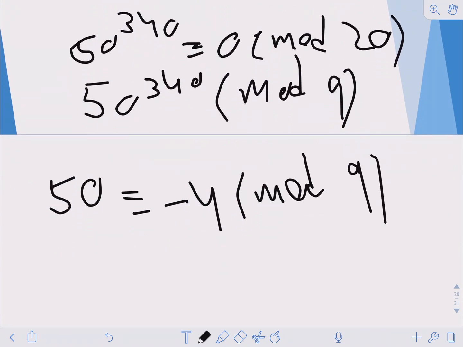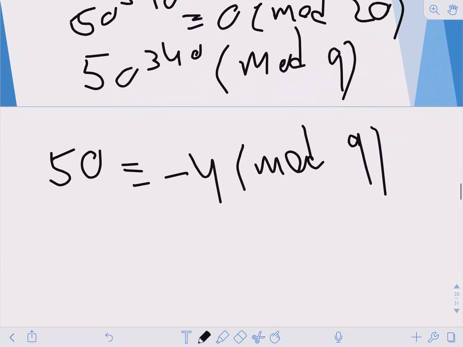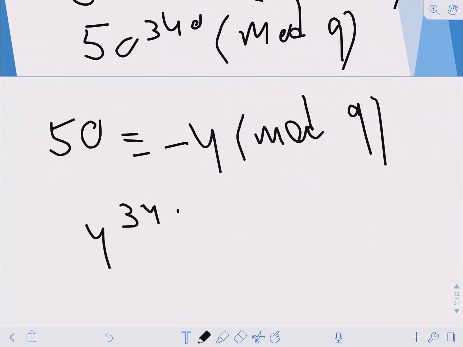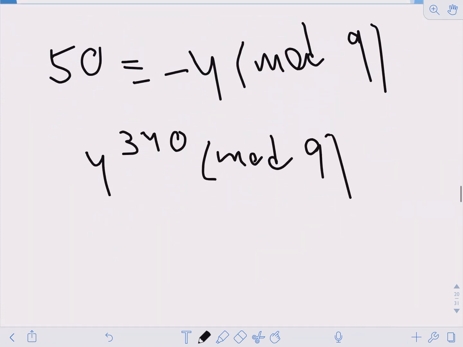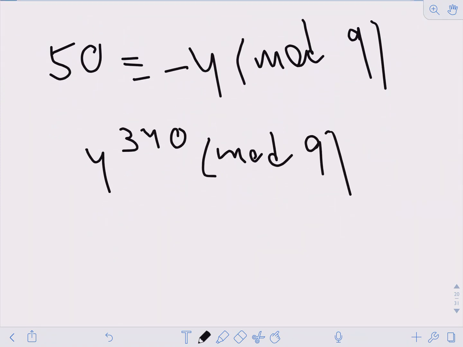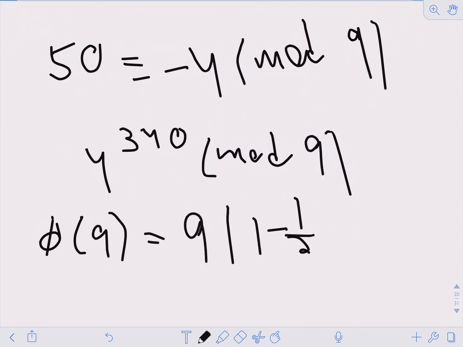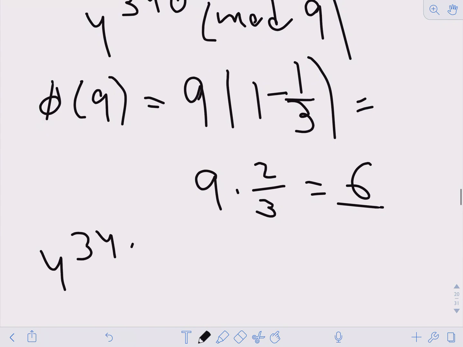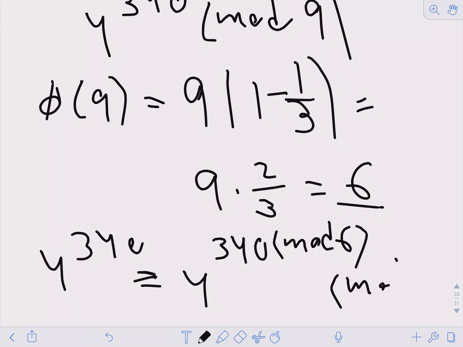Raise each side to the 340th power. And since 340 is even, the negative sign on the 4 goes away. So we will be left with 4 to the 340 modulo 9. Now we can apply Euler's theorem because 4 and 9 are relatively prime. Phi of 9 is 9 times 1 minus 1/3 because 3 is the only prime divisor of 9. So 9 times 2/3, which is 6. So 4 to the 340 is congruent to 4 to the 340 modulo 6, all this modulo 9.